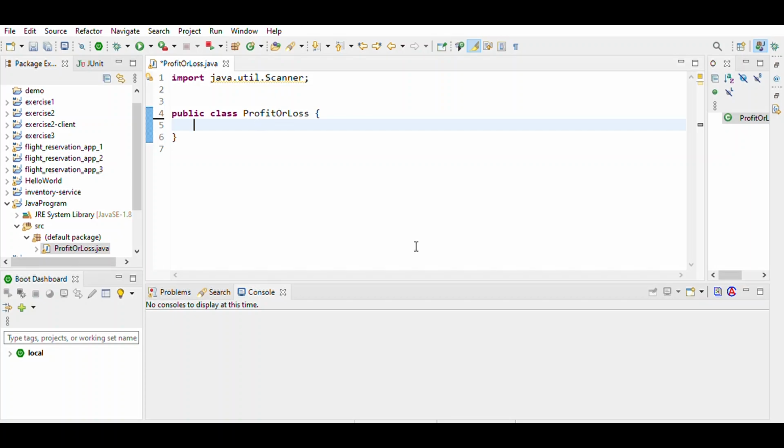Hi, this is the program to find out profit or loss using a Java program. If the actual amount is less than the sale amount, then we got profit. If the actual amount is greater than the sale amount, then we got loss, or otherwise no profit, no loss. First we write the main method.